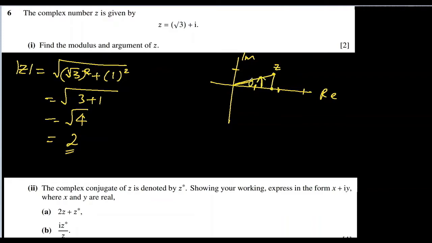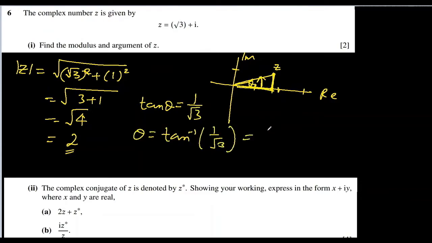How much is this angle? Let's call it theta. So tan theta will be 1, which is this height, over adjacent, which is this line, which is square root 3. So theta is tan inverse of 1 over square root 3, which is pi over 6 or 30 degrees. I'll use radians.